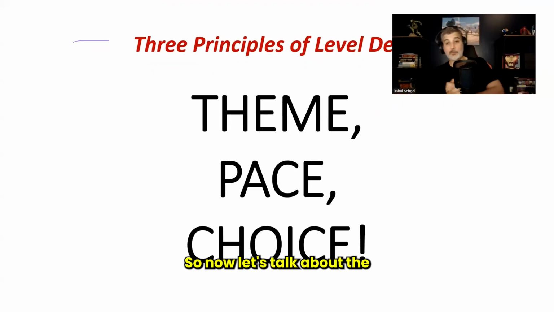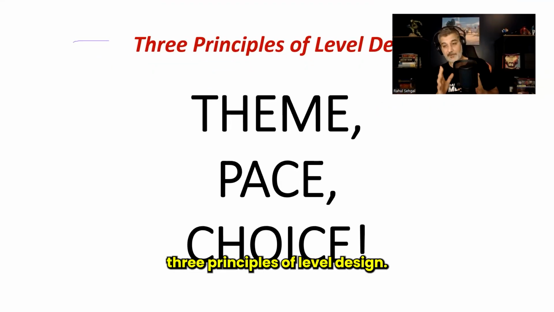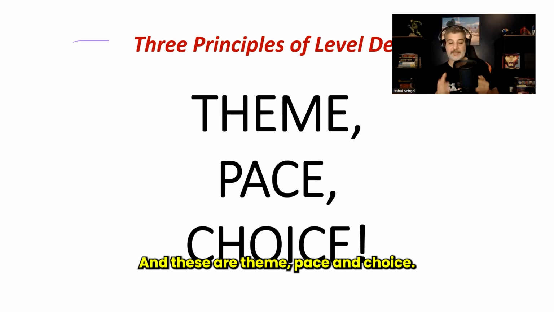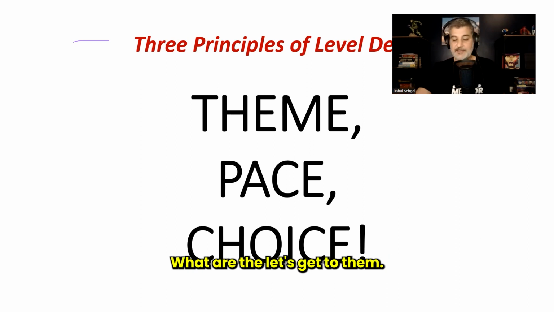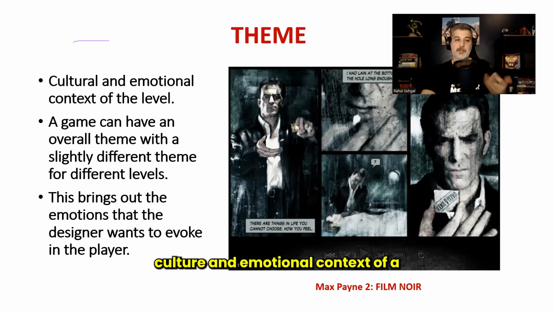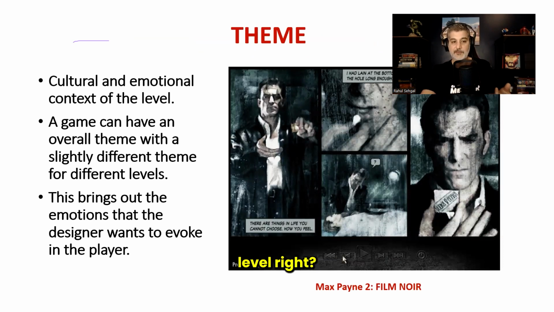So enjoy. Let's go. So now let's talk about the 3 principles of level design. First, we talked about the objectives of level design, and now we're talking about the principles of level design, and these are theme, pace, and choice. What are they? Let's get into them. First of all is theme. What is the theme? The theme is a cultural and emotional context of the level, right?